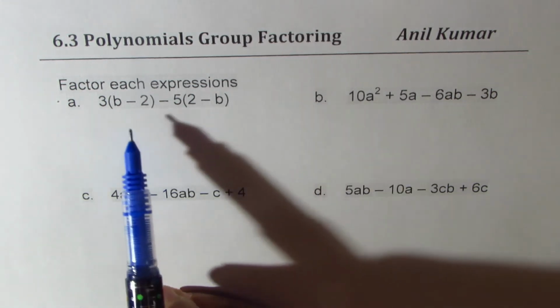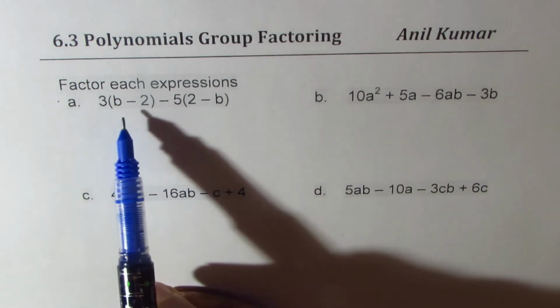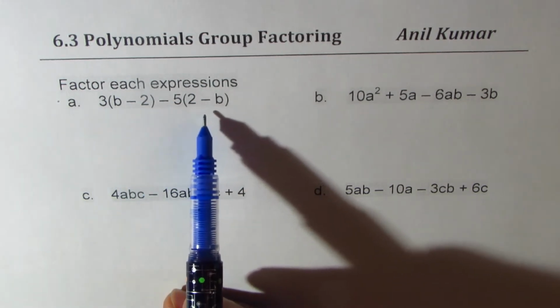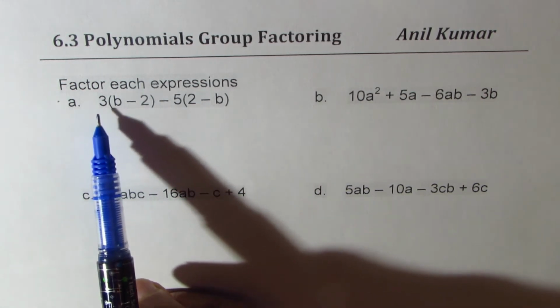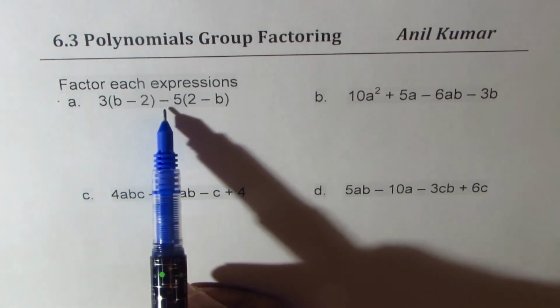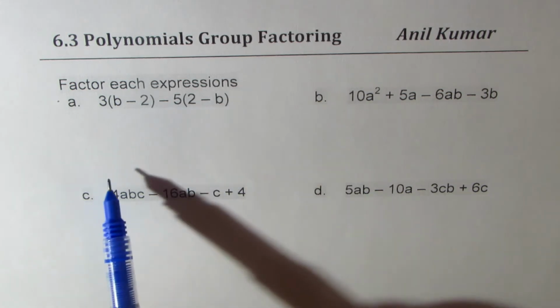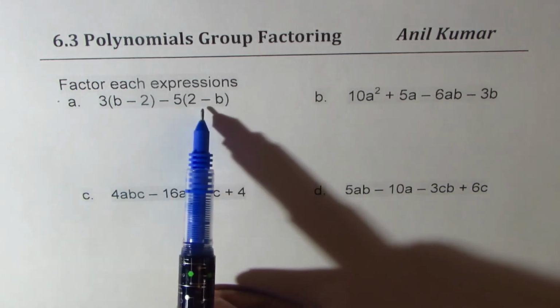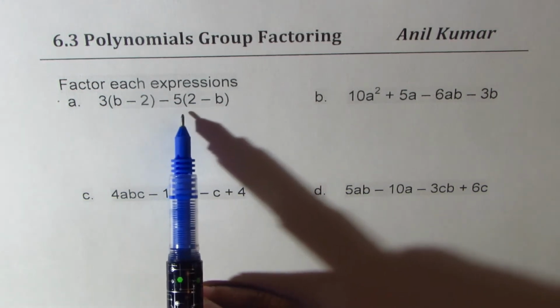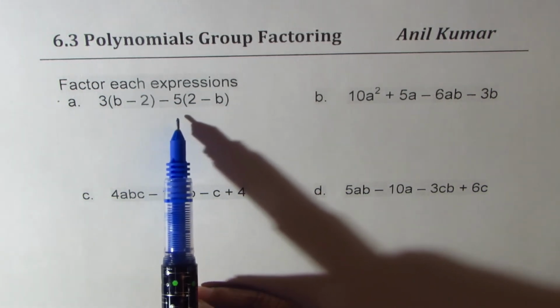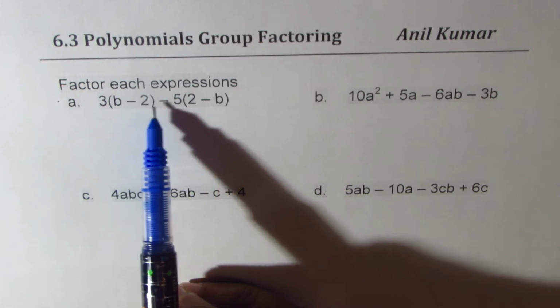To begin with, I have done partial work. So this is also very interesting. We have done one step of factoring and we have to do further. We have 3 times (b minus 2) minus 5 times (2 minus b). So when you look at it, you think as if there is nothing common, right? But there is. What is common? b minus 2 is common.